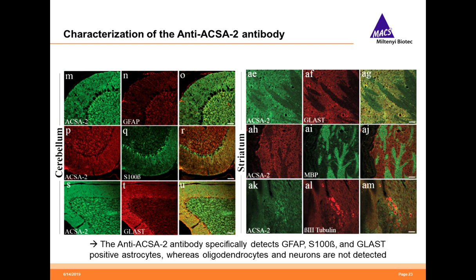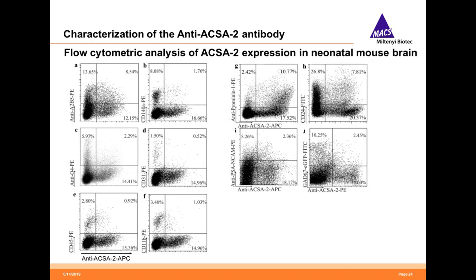We also investigated AXA2 expression in the striatum, and here the anti-AXA2 antibody shows a clear co-expression with GLAST, as you see in the upper row, and no co-localization with the oligodendrocyte marker MBP in the second row, and it also showed no co-expression with beta-3 tubulin, as you see in the third row, so beta-3 tubulin as a marker for neurons. So as a summary, we can say that the anti-AXA2 antibody specifically detects GFAP, S100 beta, and GLAST-positive astrocytes, but we did not detect any double positive immunoreactivity with oligodendrocytes or neurons.